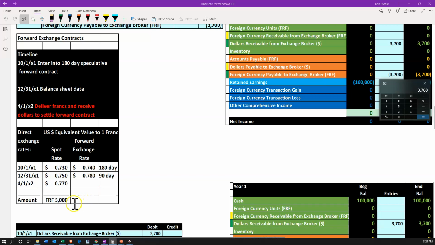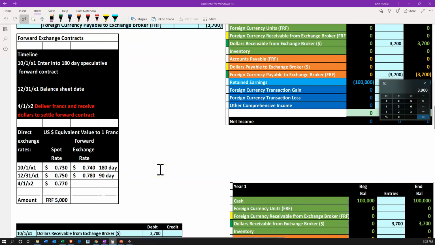To do that, we're going to take the 5,000 francs that we're going to pay at the end of this thing. We're going to pay in francs, 5,000 francs, times the current forward rate, because we're going to pay it 90 days from this point in time. So we're going to say times 0.78. We're using that kind of speculative rate into the future. That means it's going to be 3,900.